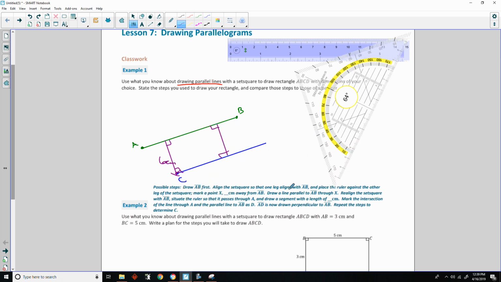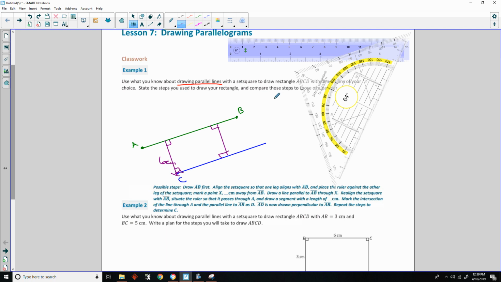Okay. Then it says draw a line parallel to AB through X, realigning the set square with AB. So I did that with the ruler, and then situate the ruler so that it passes through A. Okay, well I didn't pass it through A, I just went in between set points A and B. But I could have also gone through A. And draw a segment of the same length as we did over here. Mark the intersection of the line through A and the parallel line AB as D.